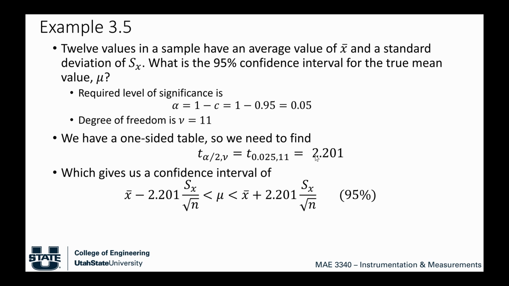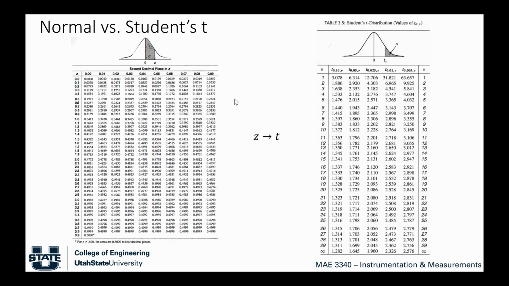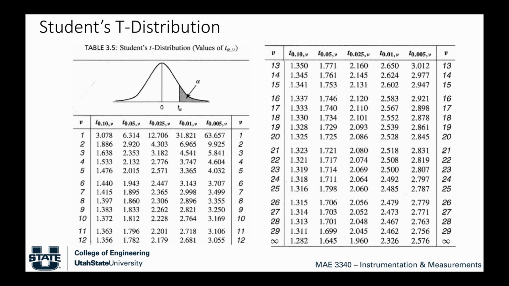So if we look that up in the table, and I'll scroll up in just a moment, but we have these two variables, so t, 0.025, and 11. So let's look at this table right here, 0.025 and 11, and 2.201 is the value that we're going to use.